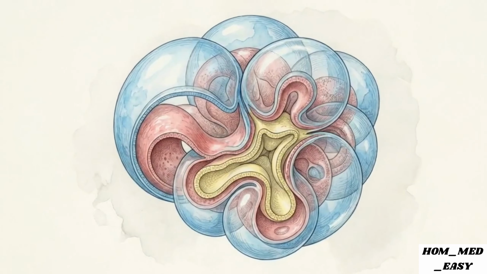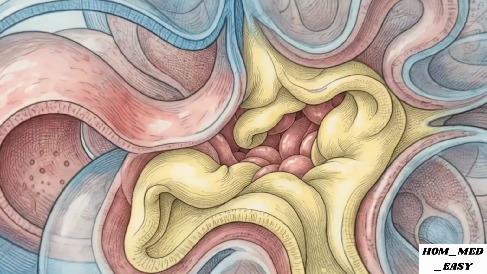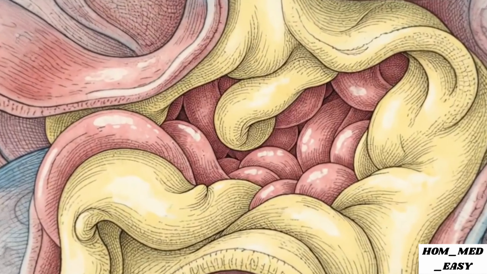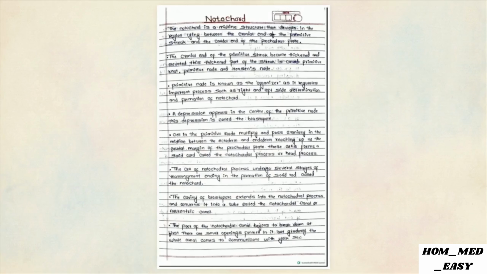Human development requires millions of cells to divide, migrate, and assemble into complex three-dimensional structures within a matter of days. To understand how the body's primary axis forms, we have to map the exact physical transformation of a transient microscopic structure known as the notochord. We will use these detailed handwritten clinical notes as our blueprint to decode the sequence.